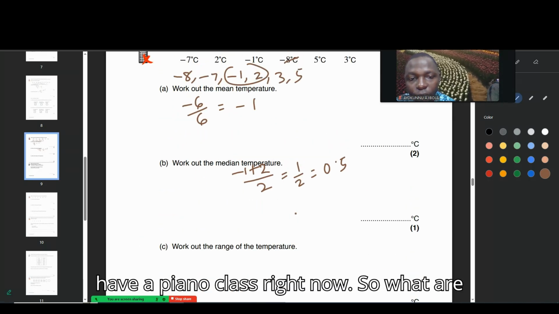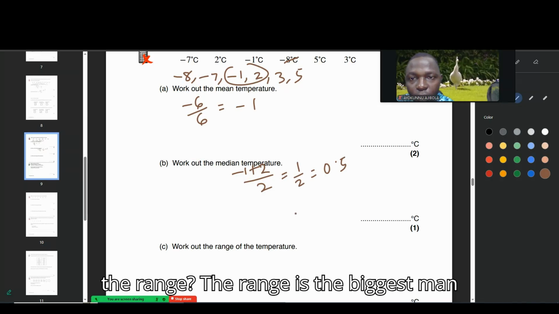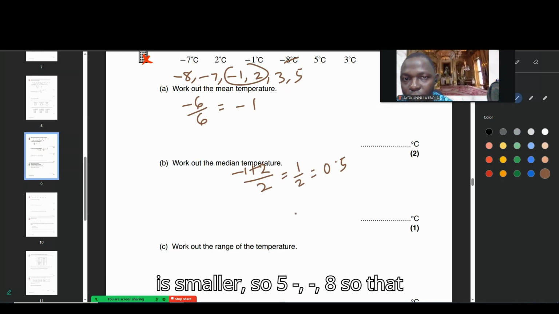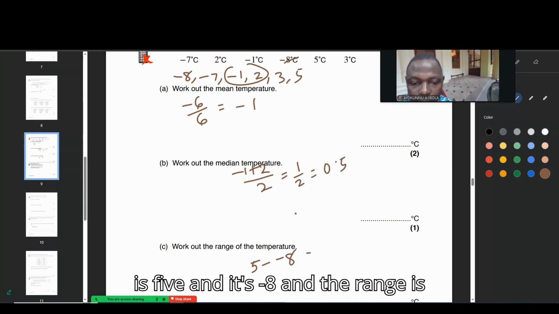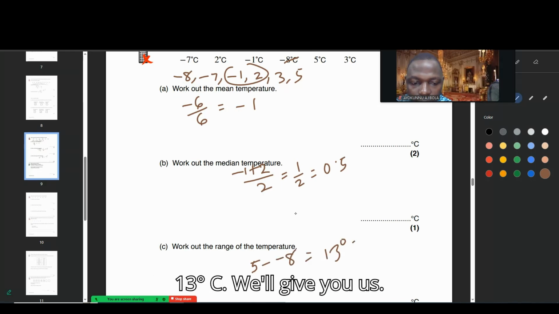So work out the range. The range is the biggest minus smallest. So 5 minus minus 8. So that is 5 minus 8. And the range is 13 degrees C.